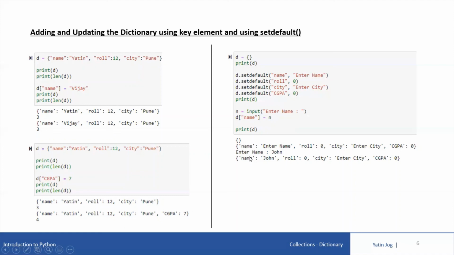So the mapping of name is now changed to John. But the remaining values which are mapped will remain as they are. So from this, I can see that only name has been changed by taking input from the user. Otherwise, role, city, and CGPA still contain the default values. Either we need to assign new values to them or we have to accept new values from the user. So this is how you can use the setdefault method to create a dictionary object with key value pairs with their initial mapping of values with the keys.